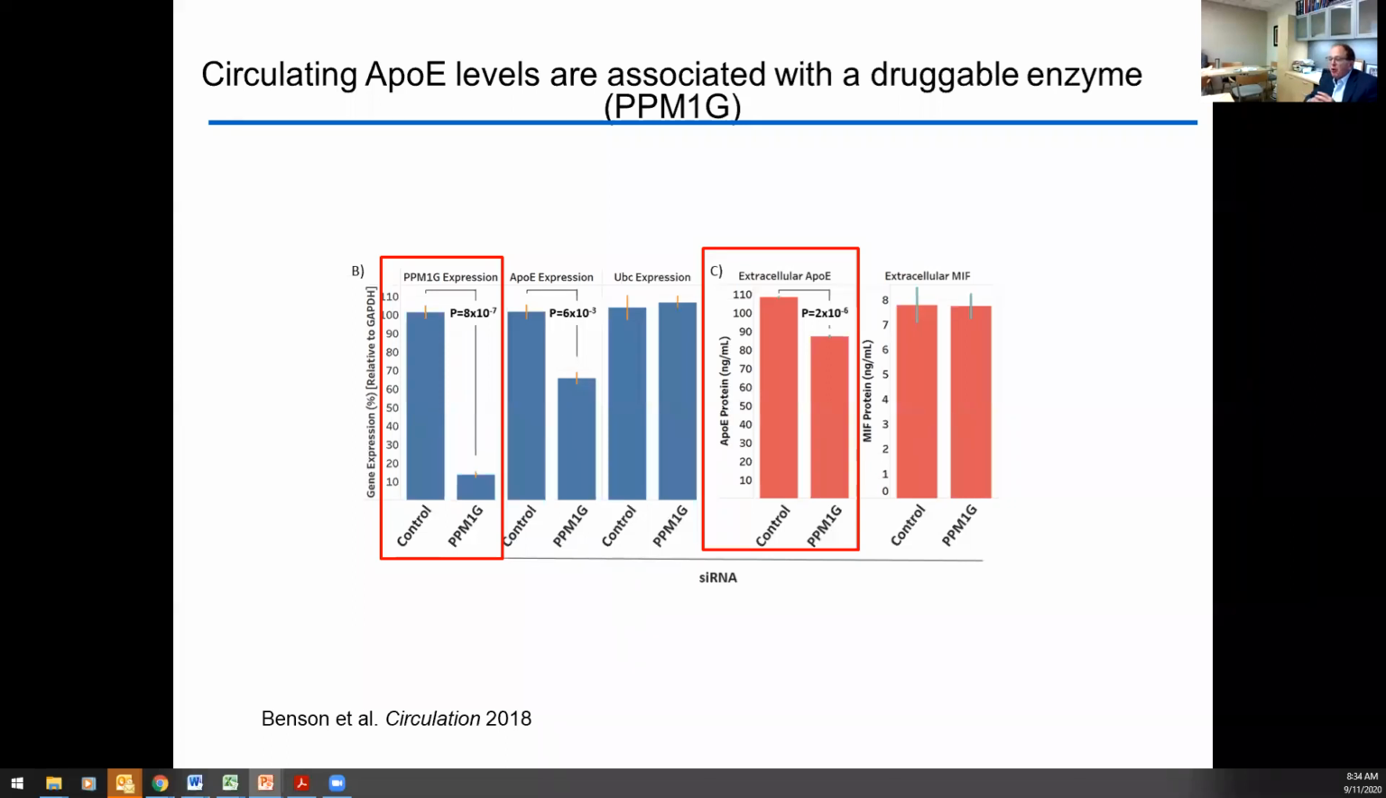And in this paper, Mark Benson went on to show, on the left, where I've circled the important boxes, that we were able to knock this gene out, which is highly expressed in the liver. And we were able to show on the right-hand side that we could decrease by about 20, 25% the amount of ApoE that's expressed by the liver. So now think about that over a long time. Could that influence atherosclerosis? This is an important circulating factor in atherosclerosis, in Alzheimer's, and now we have a potential druggable target. Okay, that's published work.